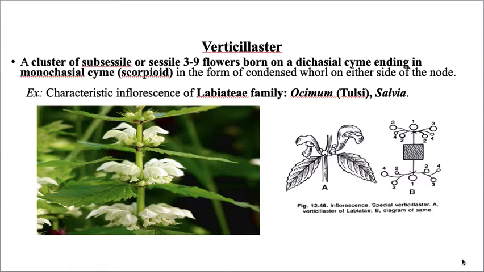Verticillaster, why to tell, because almost every day you are seeing tulsi, and the tulsi is an example for verticillaster. Labiate family, every day you are watching, just behind your house or sometimes in front of your house, you keep tulsi, no? That tulsi is the best example. See the flowers, they arise in the form of a cluster. See, it arises in the form of dichasial, but it ends with monochasial. See, it is forming like dichasial, here one dichasial, but individually, you look here, it is like monochasial.